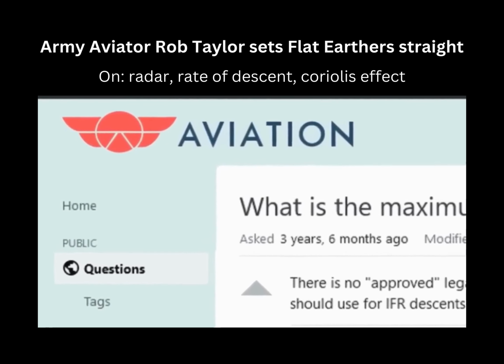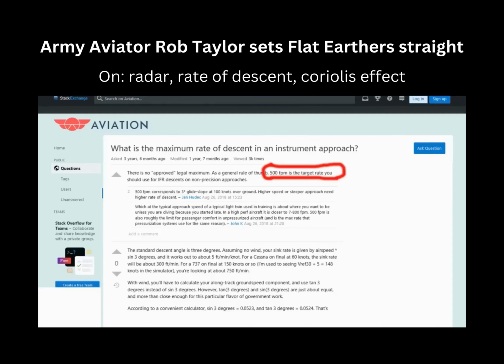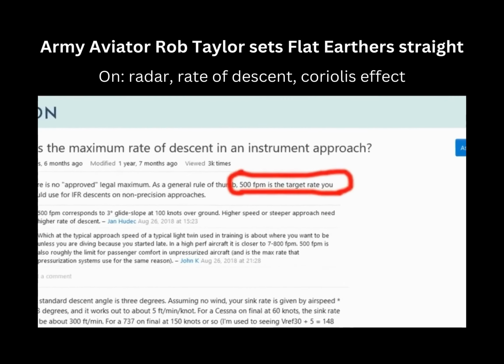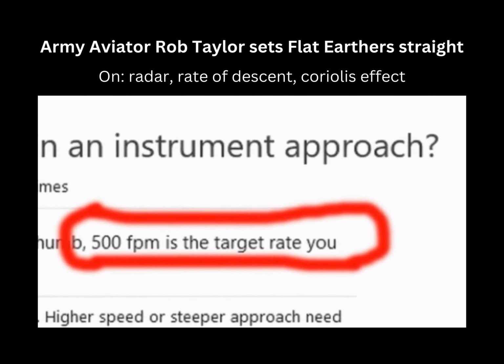Now, I'm bringing up a new topic to Flat Earth, and I'm really bringing up a new topic to the average pilot. The average pilot does not talk about rate of descent. And how do I know? Because I've talked with several pilots, and they cannot quote their rate of descent. Why do I know it? Because I memorized Army Federal Regulated Rate of Descent, which was 500 feet per minute. For 18 years, I memorized 500 feet per minute.